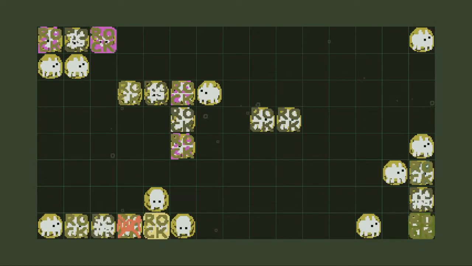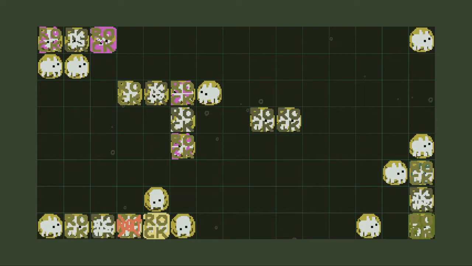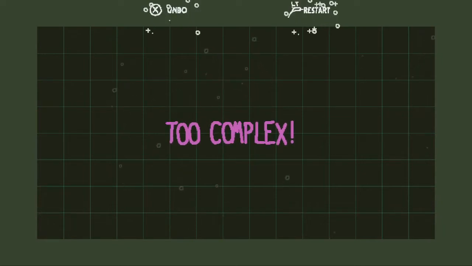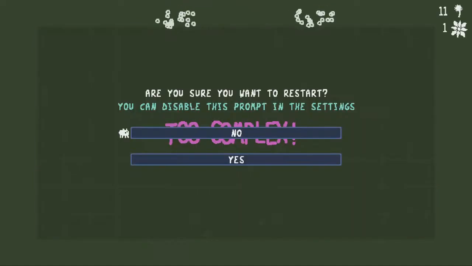If I move down... Oh gosh, I'm going to crash the game. Yeah, I have too many things. So we're duplicating like an infinite number of objects. Okay, I presume this will crash the game shortly. Yes, too complex. Okay. And so let's restart.